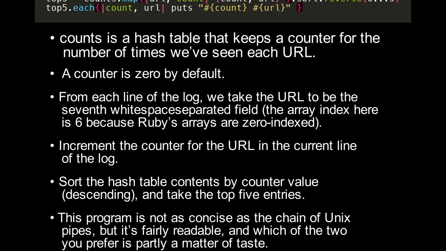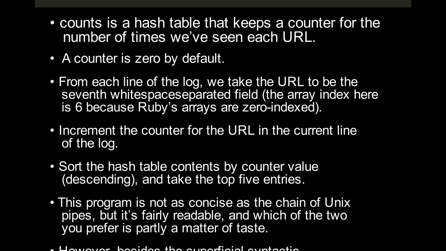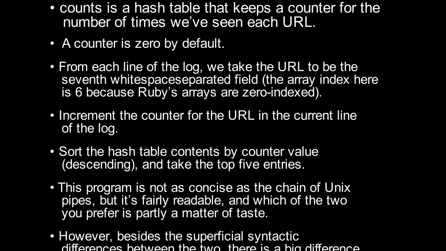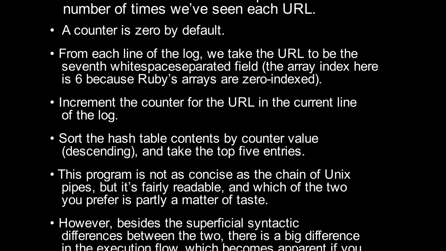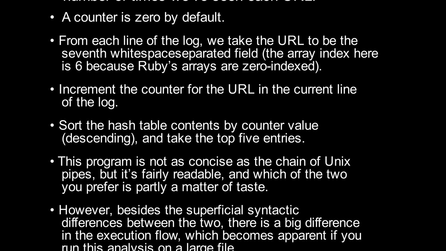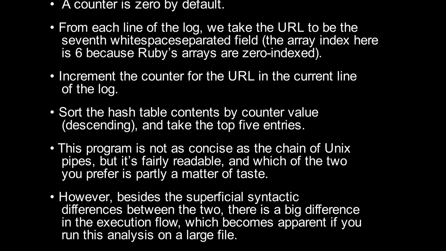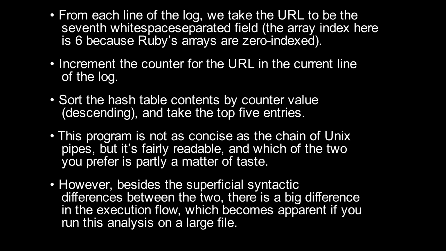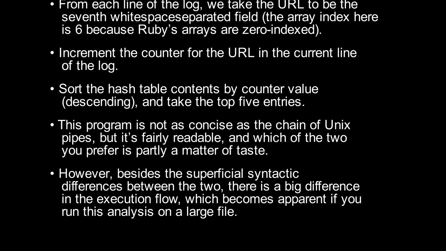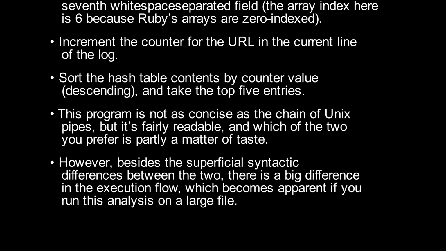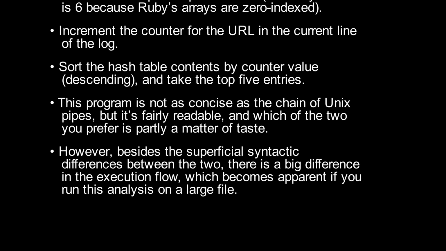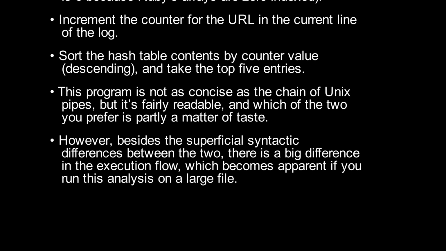Sort the hash table contents by counter value descending, and take the top 5 entries. This program is not as concise as the chain of Unix pipes, but it's fairly readable, and which of the two you prefer is partly a matter of taste. However, besides the superficial syntactic differences between the two, there is a big difference in the execution flow, which becomes apparent if you run this analysis on a large file.